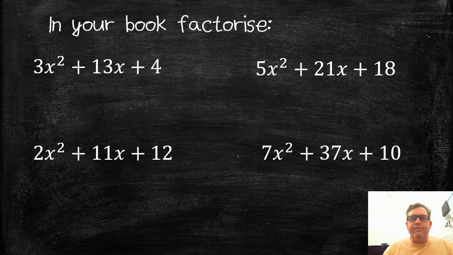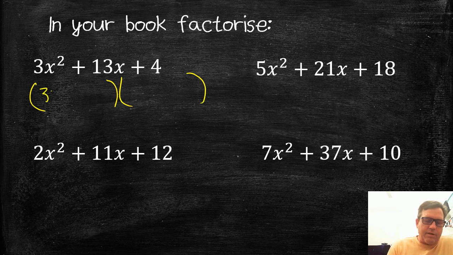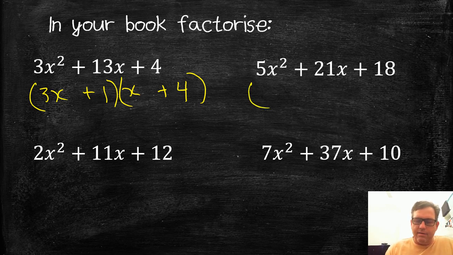Okay, I want you to pause the video and go ahead and factorize these expressions. Okay, let's see how we did it. Again, we know how we're going to start. 3x squared must be 3x times x. There's no choice. 4 is either 4 times 1 or 1 times 4, and hopefully you realize it's going to work like this, because 3x times 4 is 12x, and 1 times x is 1x, and add those together, I get 13x.